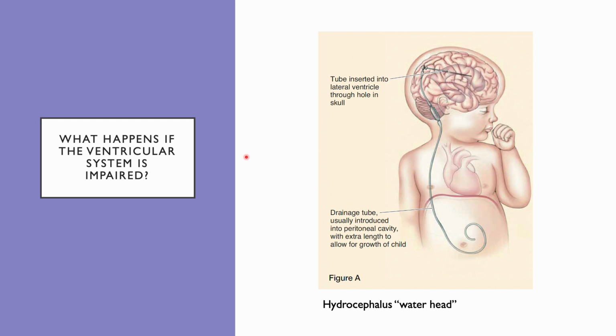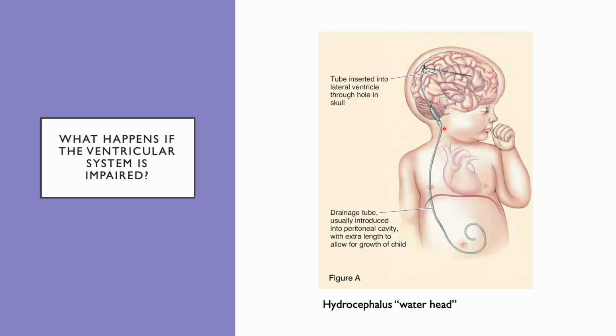So what happens if the ventricular system is impaired? In this example, if the flow of CSF from the choroid plexus through that ventricular system to the subarachnoid space is impaired, the fluid could back up and cause a swelling of the ventricles. This swelling is referred to as waterhead or hydrocephalus. This sometimes can happen in newborn babies. So essentially, this is a leakage of CSF. And this can usually be treated pretty quickly.